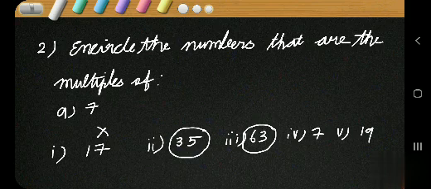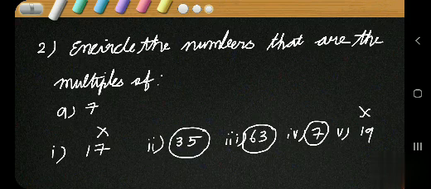Of course, 7 is in 7 table. 7 ones are 7. So, without any confusion or further thinking, we can encircle 7, isn't it? So, what about the next number 19? Is 19 in 7 table? 7 ones are 7, 7 twos are 14, 7 threes are 21, and 21 is greater than 19. So we can conclude that 19 is not there in 7 table. Can we encircle 19? Not at all. This is not in 7 table.